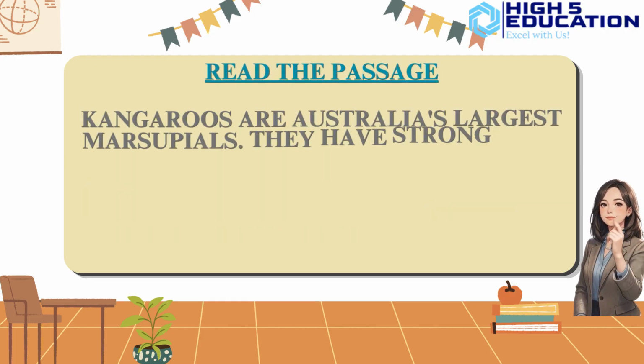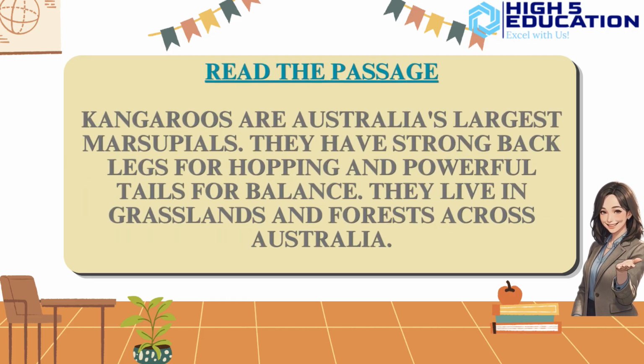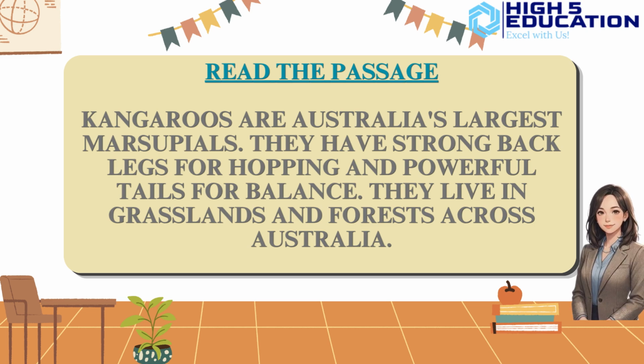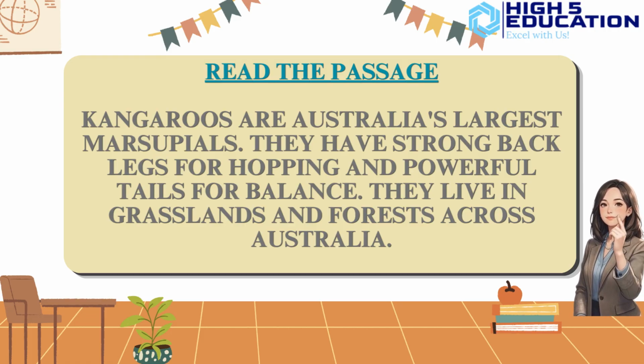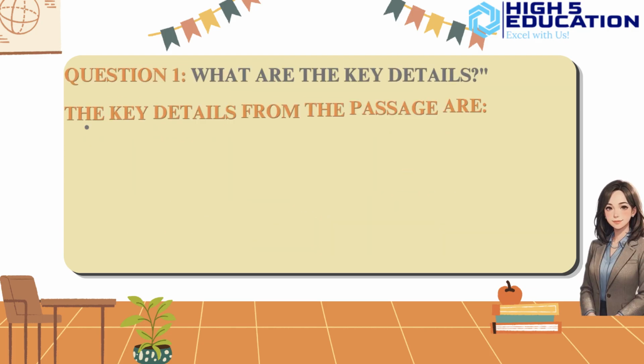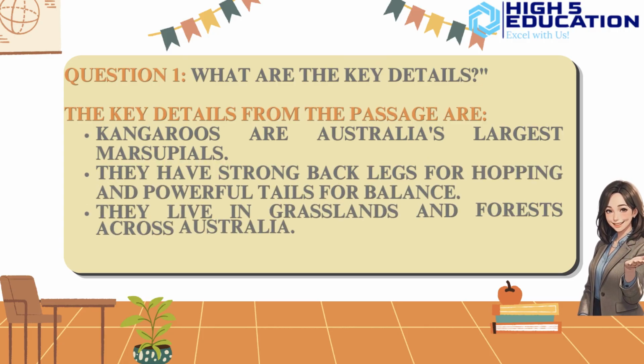Now, let's practice finding the key details and main idea together. Read the passage carefully about kangaroos. Kangaroos are Australia's largest marsupials. They have strong back legs for hopping and powerful tails for balance. They live in grasslands and forests across Australia. Let's look for the key details. Remember, key details are the important facts that support the main idea. Now that we have read the passage, let's answer the questions together.